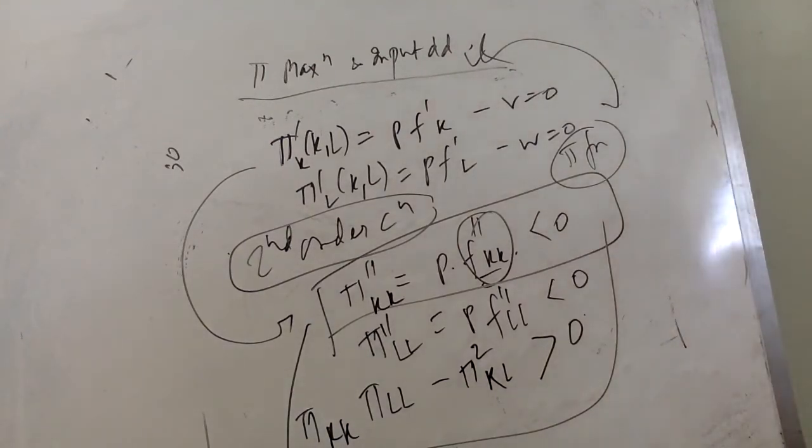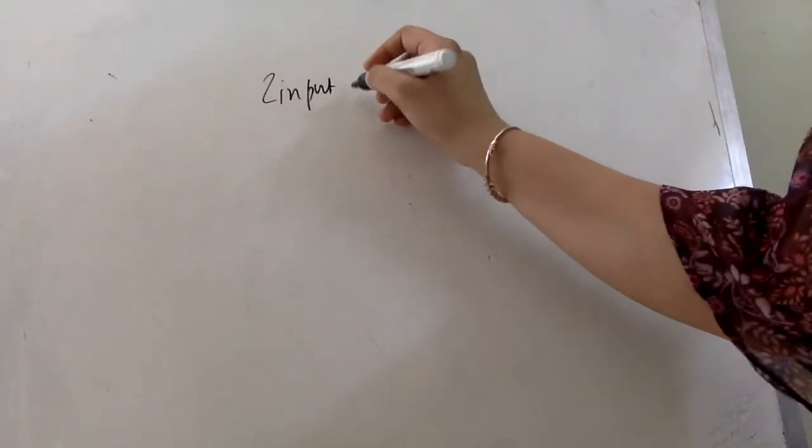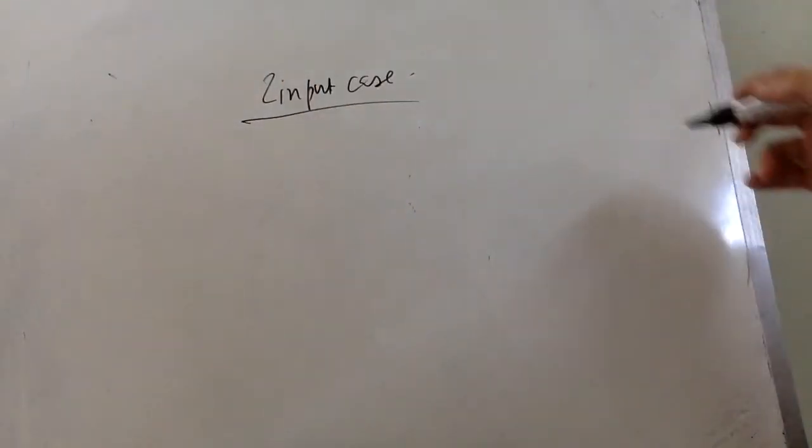Next I will simply explain the two input case, the output effect and the substitution effect. Just like in indifference curves you have studied the income effect and substitution effect, here also there can be a case of substitution and output effect. So first we'll talk about the two input case.